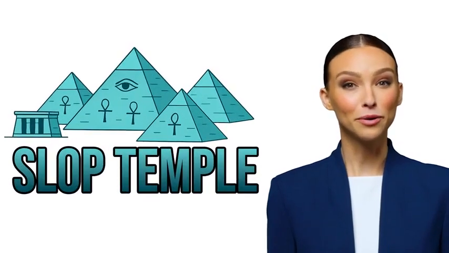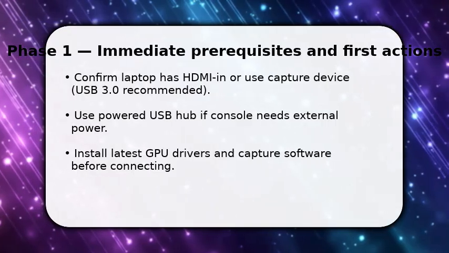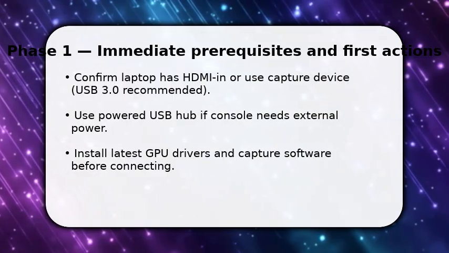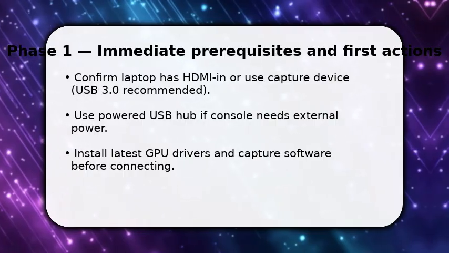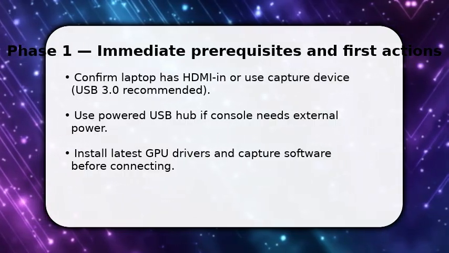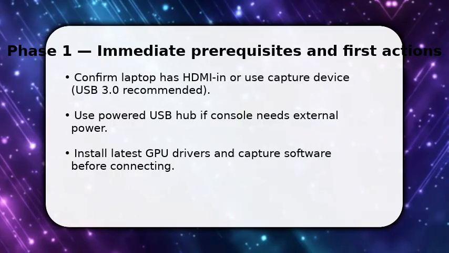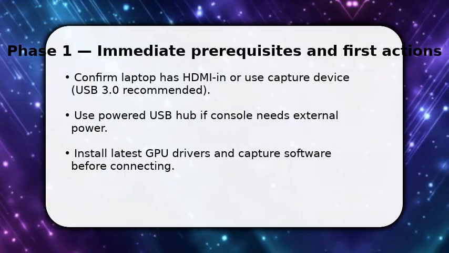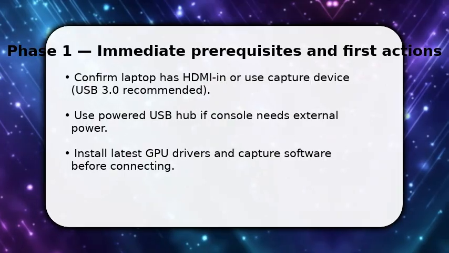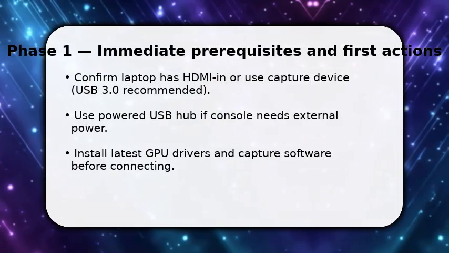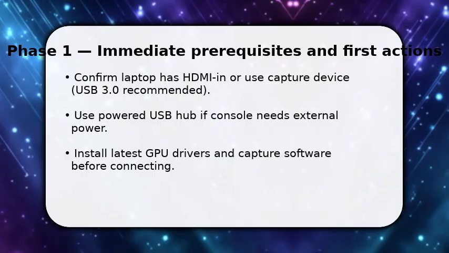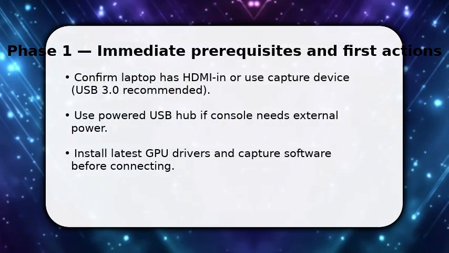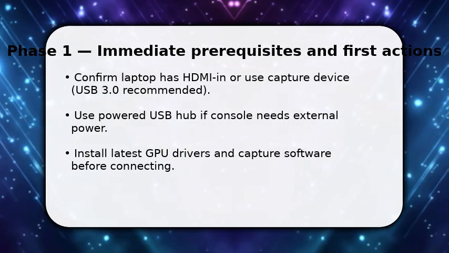We pray this video helps. You start by confirming hardware. Check if your laptop supports HDMI in. Most do not, so plan for a USB 3.0 capture device. Once done, plug capture into a rear USB 3.0 port or powered hub and connect the console HDMI to the capture input. Make sure laptop power settings are set to high performance and that GPU drivers are updated. This reduces latency and dropped frames. You want a stable baseline before moving to signal routing and software configuration, so don't skip.